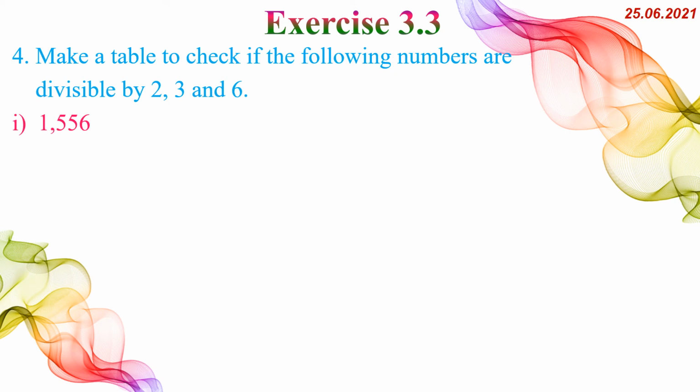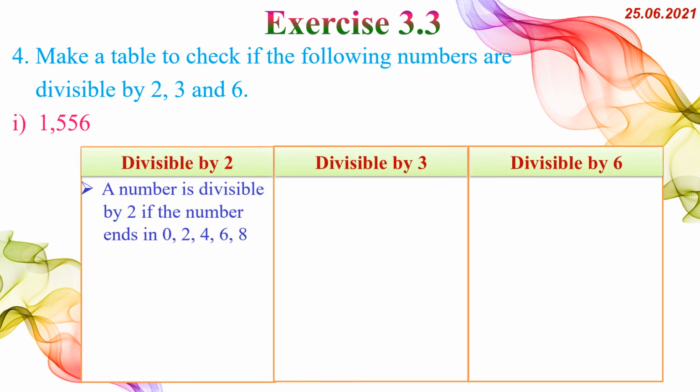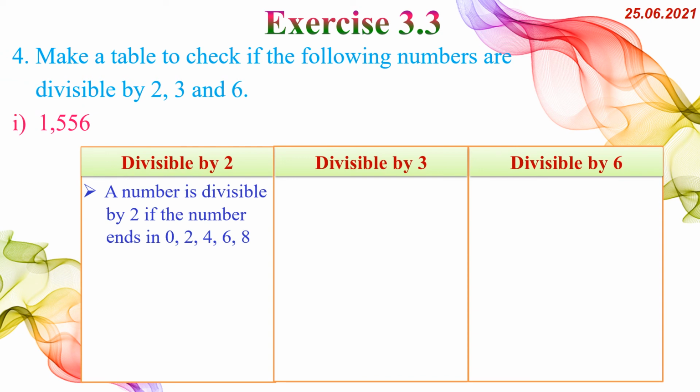Second one, let us check whether the given number is divisible by 3 or not. So finally we decide: if the given number is divisible by 2 and 3, then the given number is divisible by 6. Otherwise it's not divisible by 6. So first, divisible by 2. What is the rule? A number is divisible by 2 if the number ends in 0, 2, 4, 6 and 8. Here the ones digit is 6.